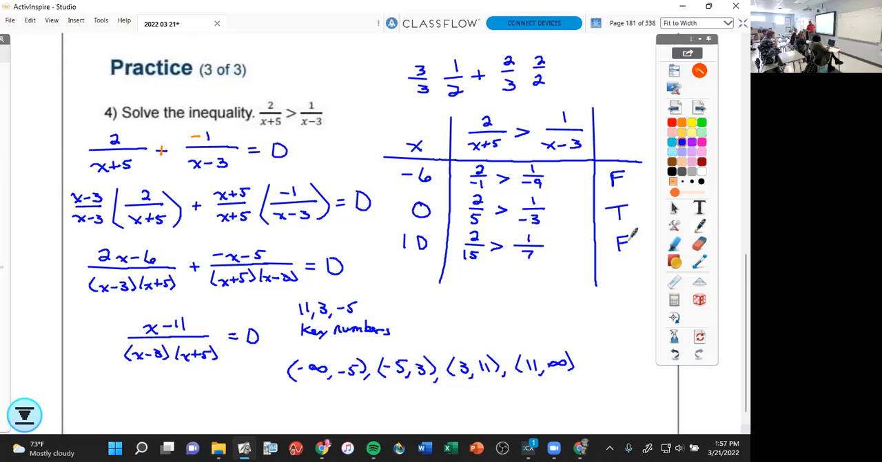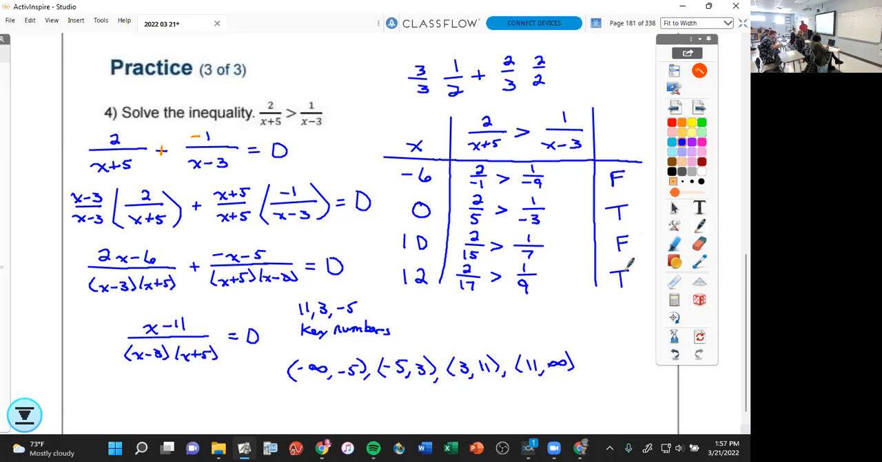And a number between 11 and infinity. 12. I'm glad someone didn't say it's like 643 or something like that. 12. I thought about 643. 2 over 17 is greater than 1 over 9. True or false? You type it in your calculator. 2/17. That's a true statement. Okay.